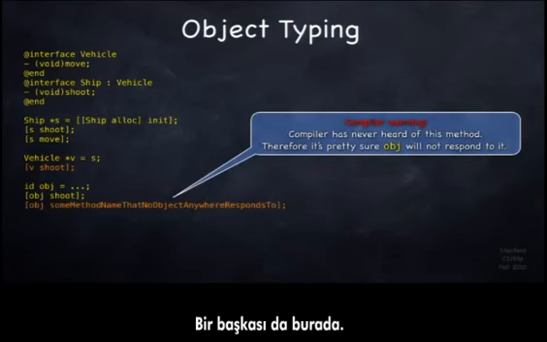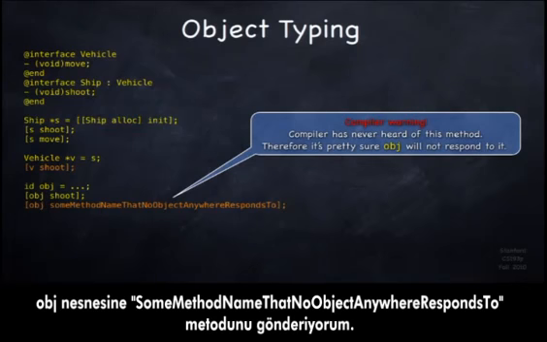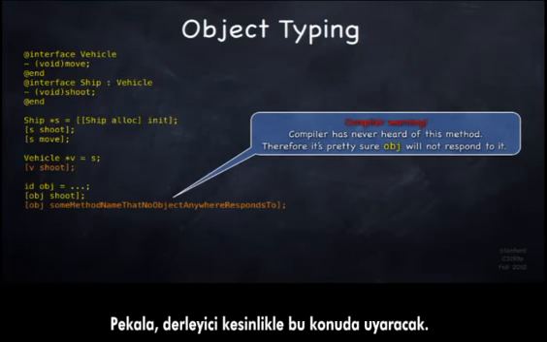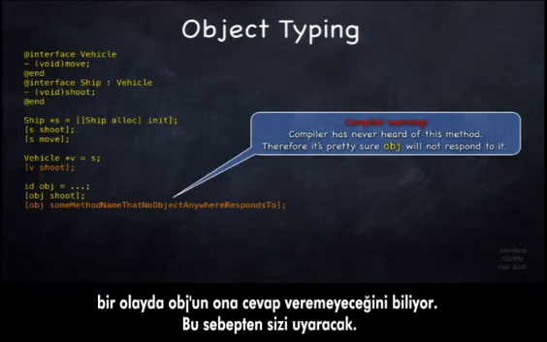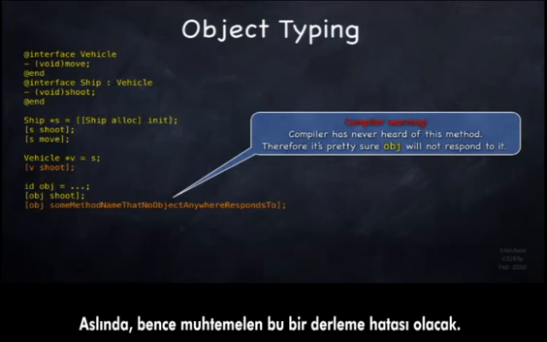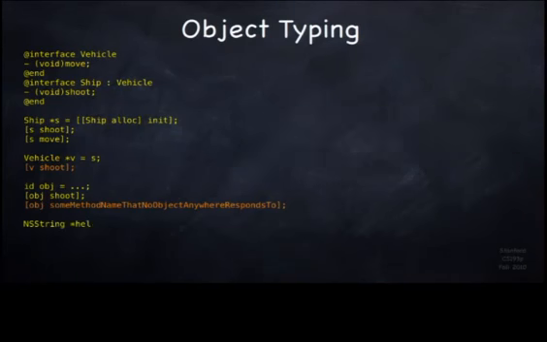So here's another one. Now I'm sending obj some method name that no object anywhere responds to. Well, the compiler is definitely going to warn about that. If it's never heard of that method, it knows for a fact obj can't be responding to it, so it's going to warn you about that. In fact, that'll probably be a build error, I think, actually. It might be just a warning.